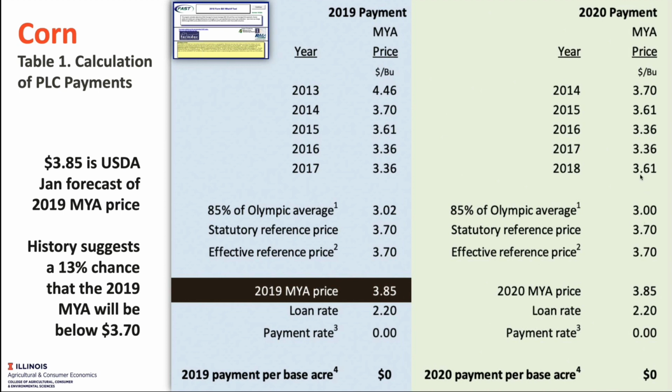But look here. In 2018, the market year average price was $3.61. That would generate a payment. $3.36, that would generate a payment. $3.36 for 2016, generate a payment. $3.61, generate a payment. Our estimates put it at about a 50-50 chance of making a payment for 2020. And there could be some pretty significant payments.